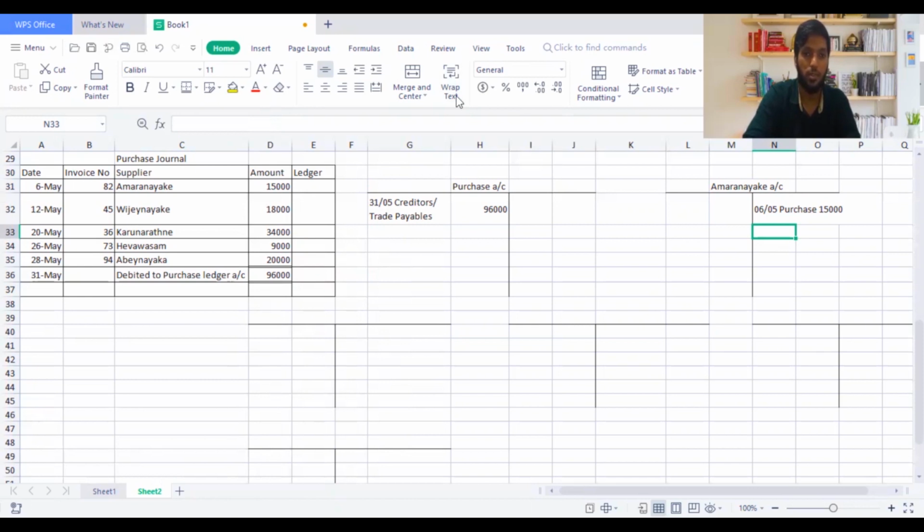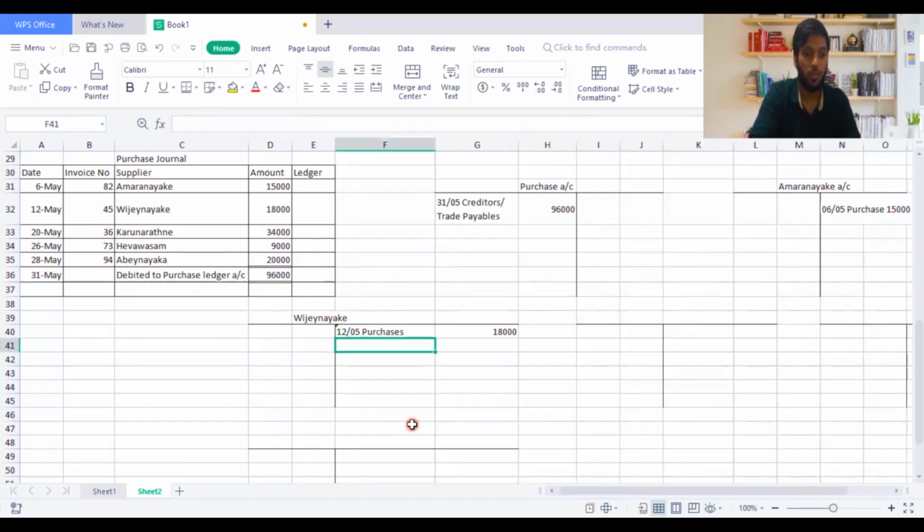You can see this, guys. Then I move on to the next part, Vijay Nayaka. I'm going to write Vijay Nayaka, 12th May. So I'll write 12th May purchases. Remember to write purchases, because the purchase account will be debited and the relevant creditors account will become credit. So purchases 18,000.